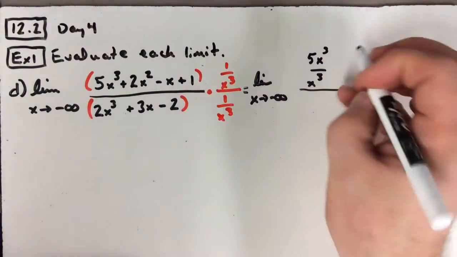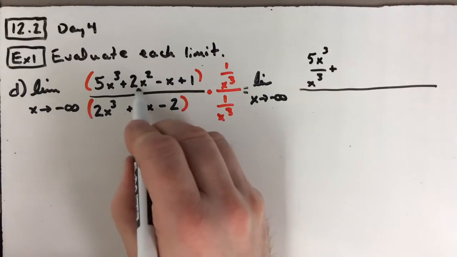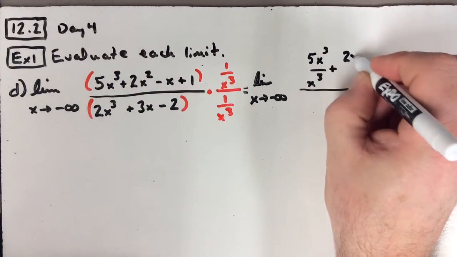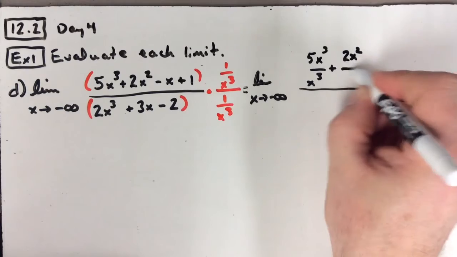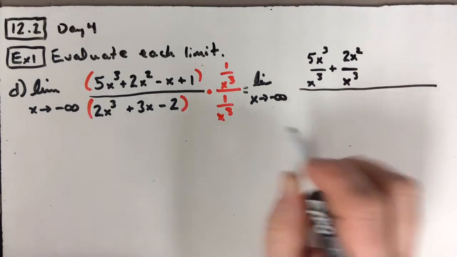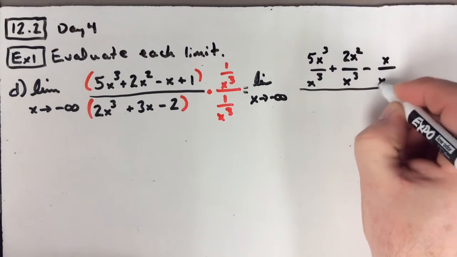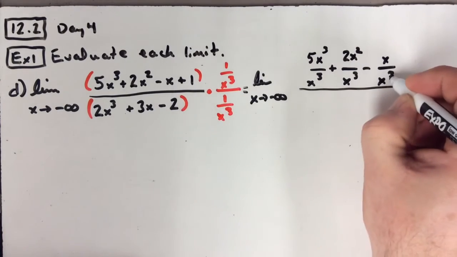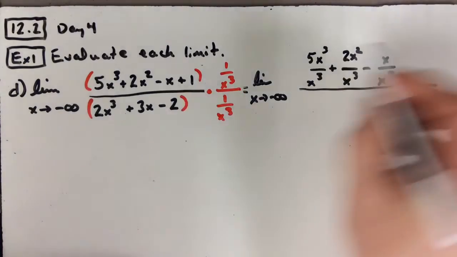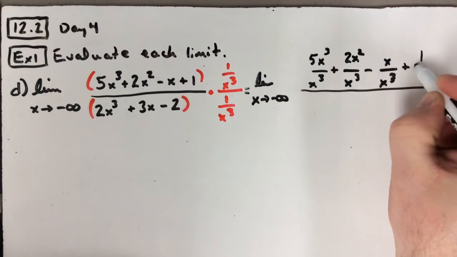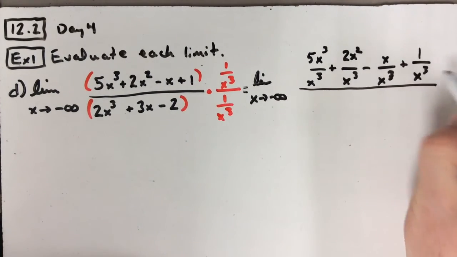So next we have a plus, and we have a 2x squared, and then we're going to put that x to the third underneath. Our next term is a minus x, and then we put the x to the third underneath. And then finally we have this plus 1 with that x to the third in the bottom.